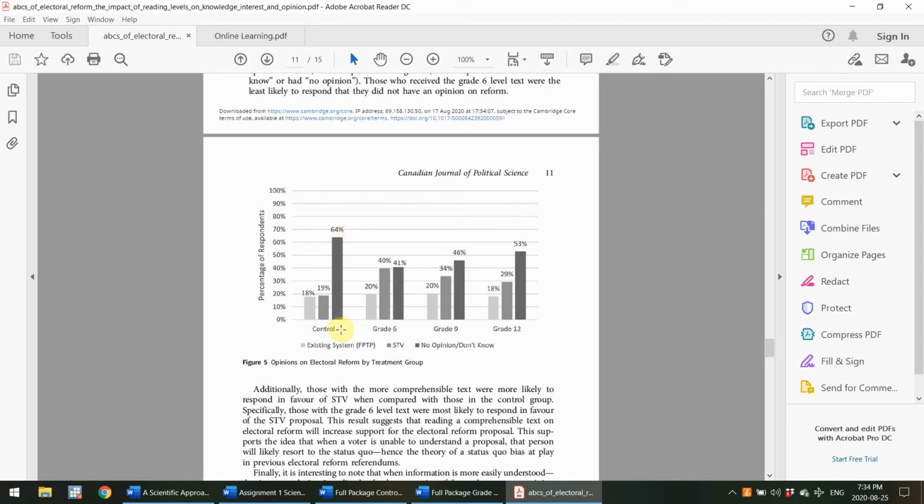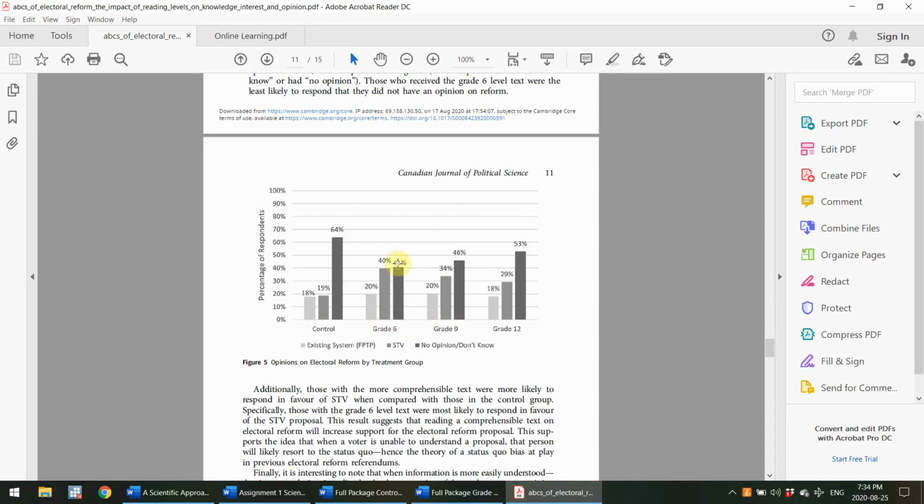So 64% of the people who got this control text, or the text about Xerox and Google, said that they actually had no opinion. 19% said they would be in favor of STV, and 18% would be in favor of the existing system. So really no difference, at least between these two groups.